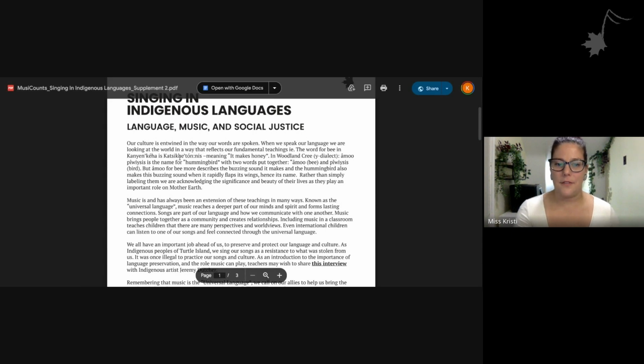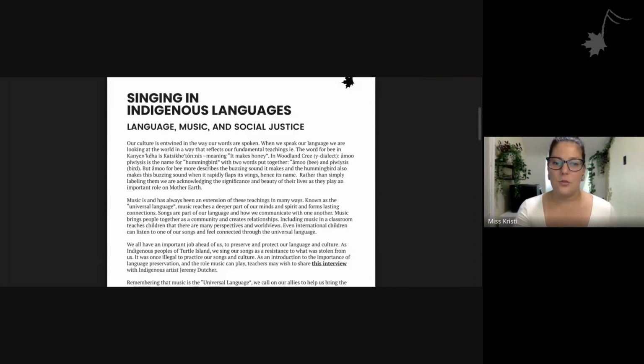It gives an example of that, saying the word for bee in Kanyen'kéha, in Mohawk language, is Gajikit Dunis, and it means it makes honey. Again, such a simple thought, but it highlights the importance we put in nature. Rather than just saying it's a bee and I don't know why it's a bee, we're saying it makes honey, it has a job, it's really important to our earth, and we give it a name that honors what it does. Something as simple as that is connecting us with our culture and our language.